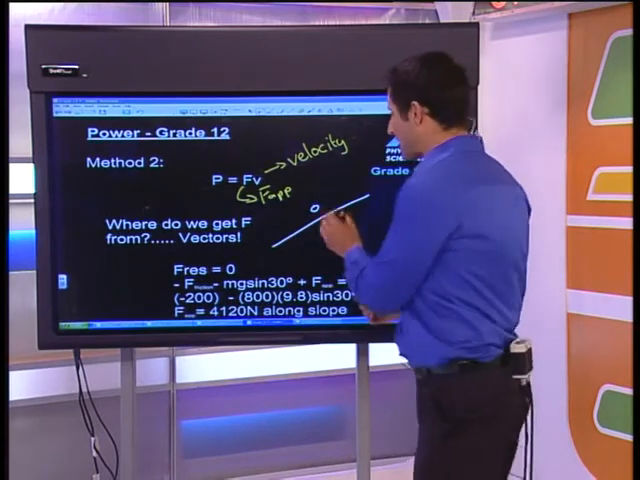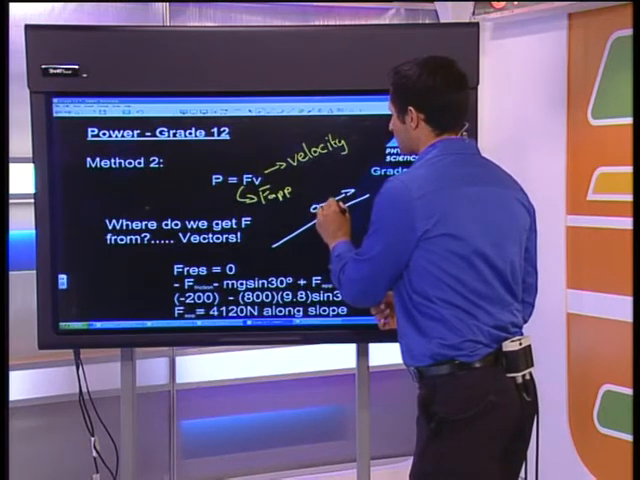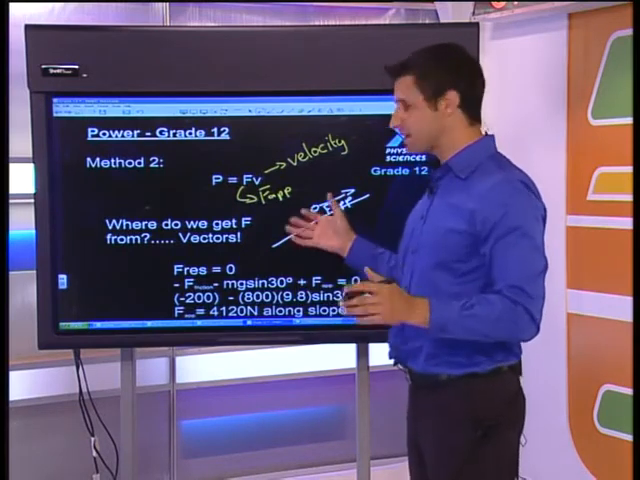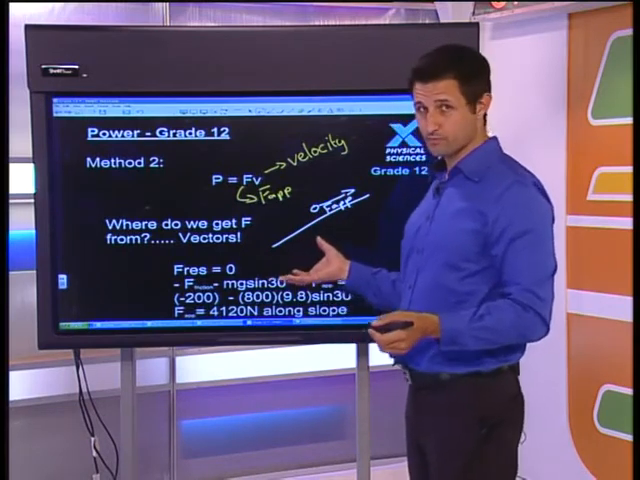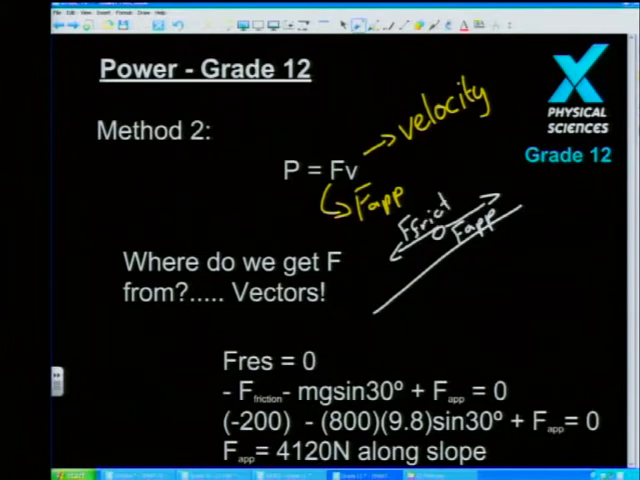Now the force applied was driving the object forward, and that's the one that I want. My force applied is quite important. What about the other forces? Well, I already know that I've got a force of friction which is holding me back. That one's quite easy because I was told that that was 200 newtons. What about the force of gravity?